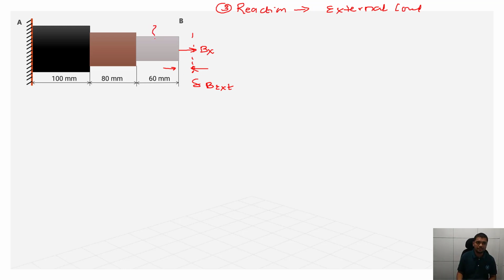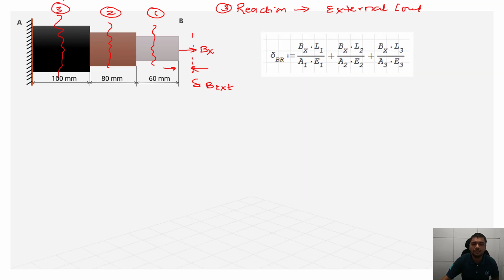So there will be three sections, as you already know. This is section number 1, this is section 2, and this is section 3. If we do the deformation due to the reaction end, it will be Bx L1, because there is only one force and there are no forces at any other point, right? So there is only one external force we are assuming right now. So Bx into L1 upon A1 E1, Bx into L2 upon A2 E2, Bx into L3 upon A3 E3.